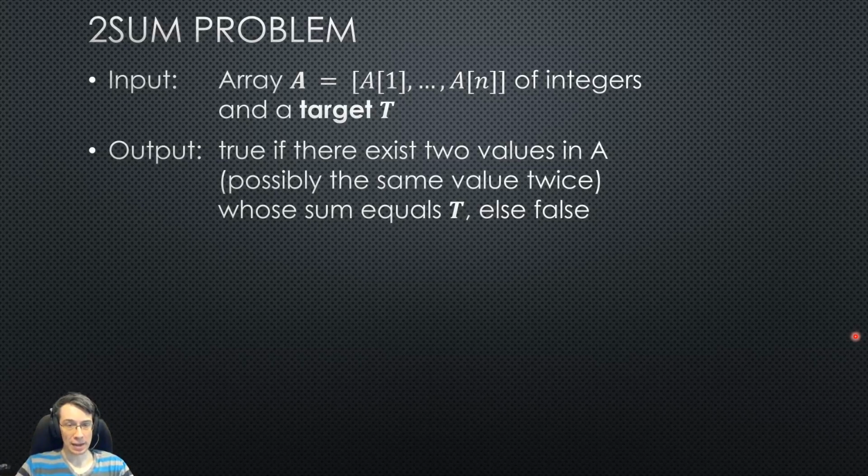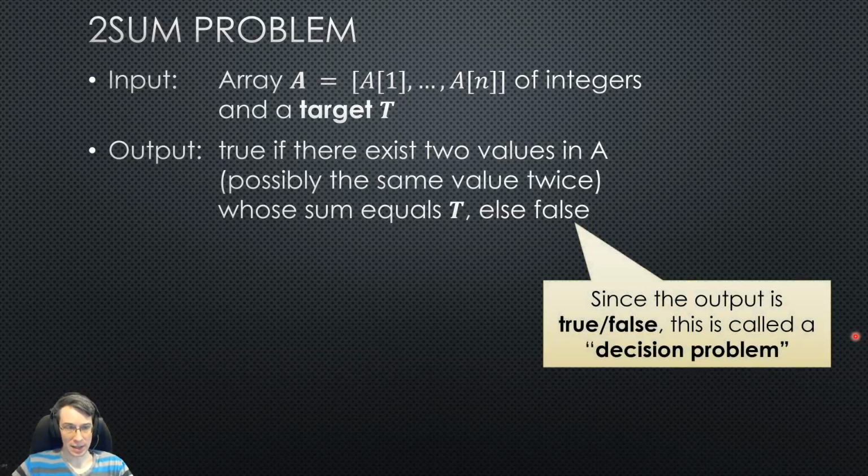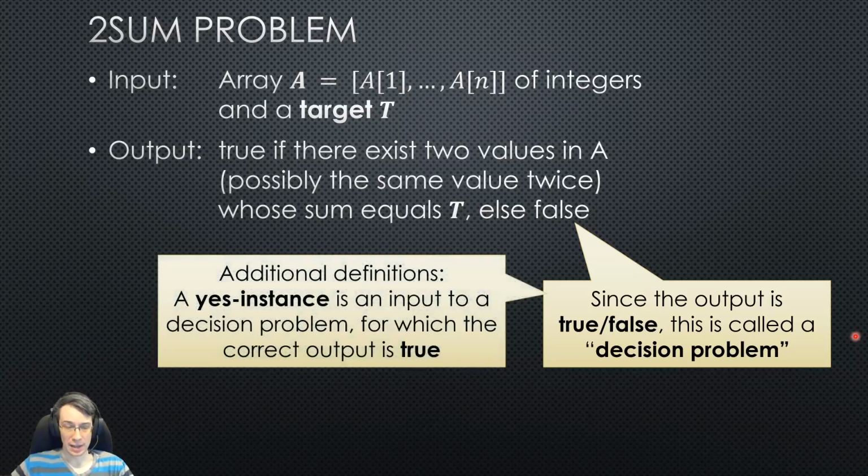So the question is, in this array of integers, can I find two integers, ai and aj, where j might be the same as i, such that the sum ai plus aj equals t? And the output to this problem is true or false. This is known as a decision problem because the job of the algorithm is to decide if the correct output is true or false.